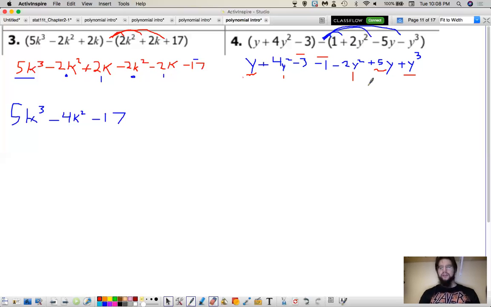Now you could just combine like terms and then put it in descending order. If you got to, you got to. It's up to you. But I'm looking, I got y cubed. That's what I'm going to start with. Boom. Didn't do anything with it. There's no other y cubes. I got 4y squared and I got negative 2y squared. That can be 2y squared.